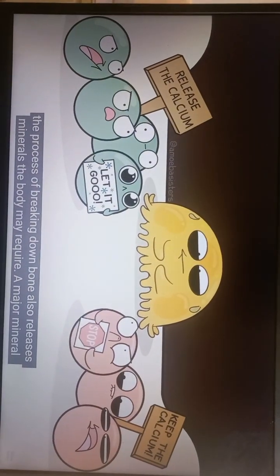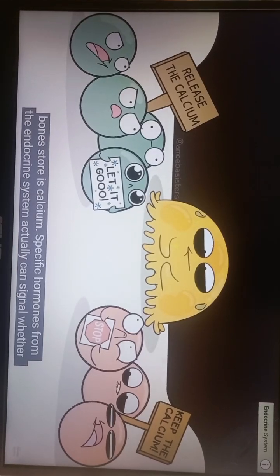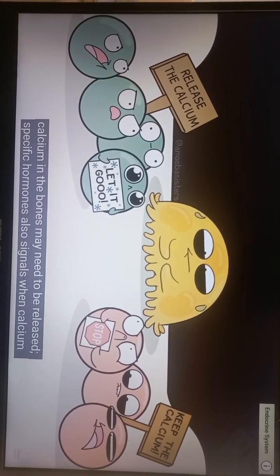A major mineral bone stores is calcium. Specific hormones from the endocrine system actually can signal whether calcium in the bones may need to be released.